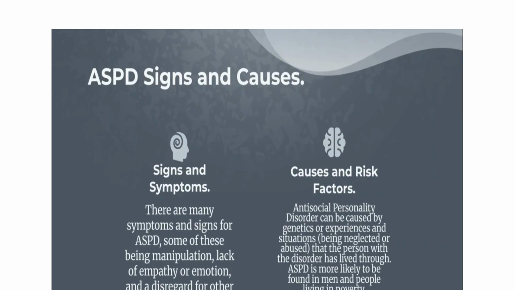Antisocial personality disorder, signs and causes. Signs and symptoms. There are many signs and symptoms for ASPD, some of these being manipulation, lack of empathy or emotion, and a disregard for other people. Causes and risk factors. Antisocial personality disorder can be caused by genetics or experiences and situations, being neglected or abused, that the person with the disorder has lived through. ASPD is more likely to be found in men and people living in poverty.